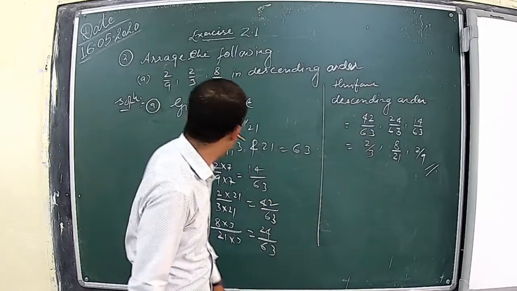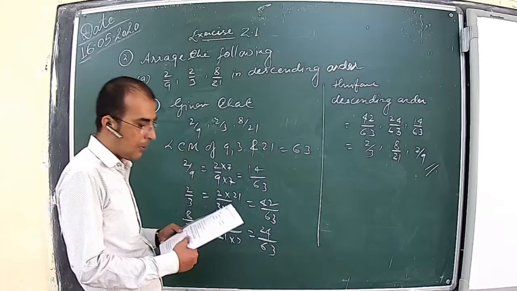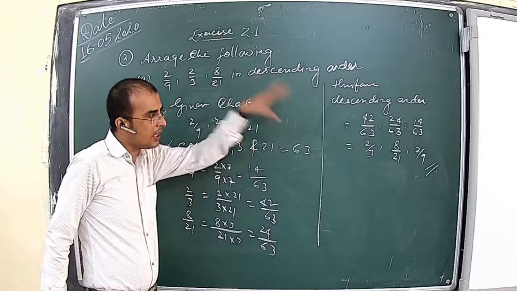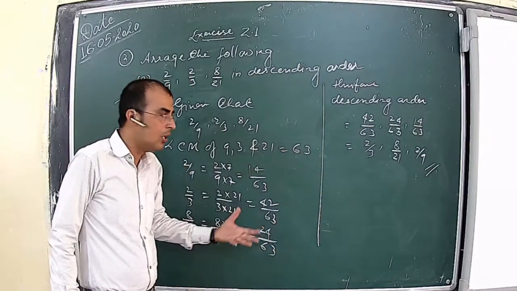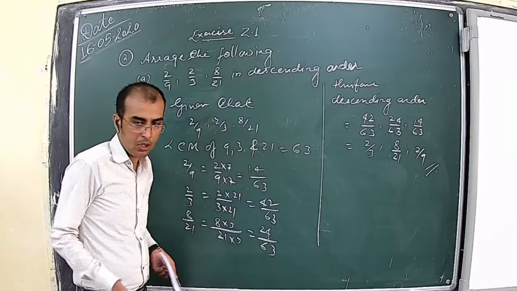So this is question number 2, first part. So parts B, C, D are given in ascending and descending order. By the same method, by the same process you will do, and you can solve the problem. Question number 2. Now question number 3.